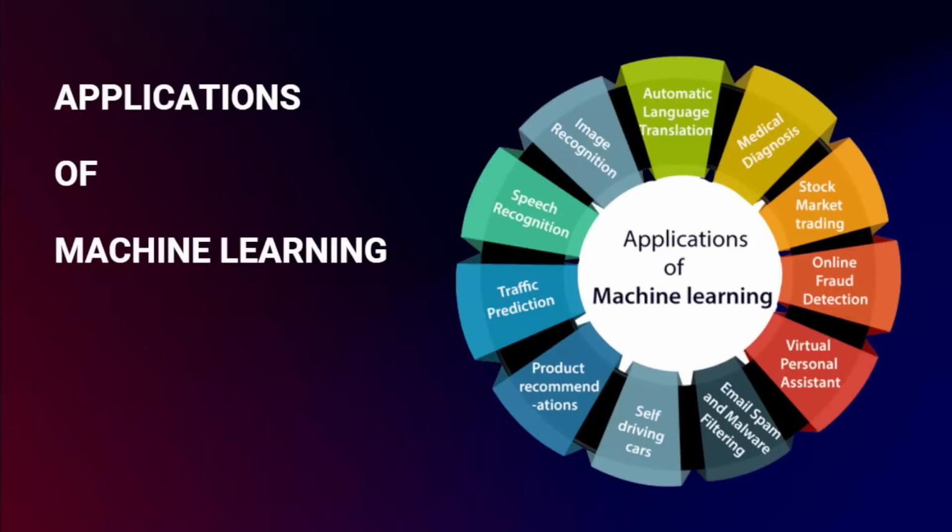We'll be having all these things in machine learning, like automatic language translation, medical diagnosis, stock market trading. It's called time series analysis, stock market, something like that. Online fraud detection, virtual personal assistant, email spam, where you can check whether it is spam or normal mail. You can train the model and it will give you a prediction later on, okay? Like self-driving cars using OpenCV or image processing using deep learning. Product recommendations, traffic prediction, speech recognition, image recognition, and so on. Lot of applications are there.